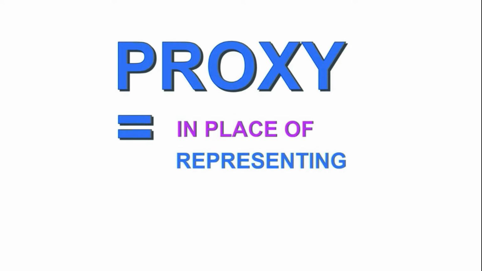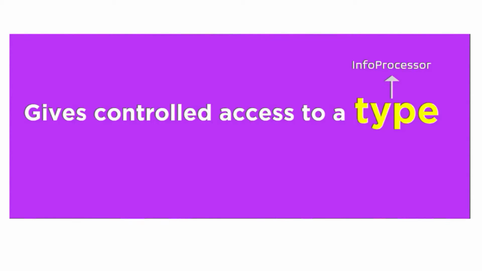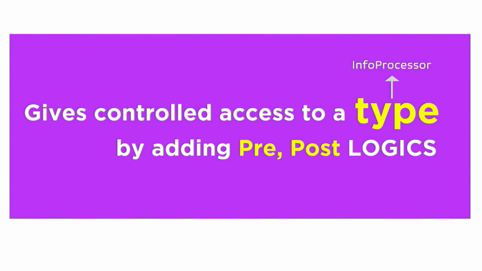The literal meaning of proxy is in place of, or representing somebody or something, or on behalf of somebody. So in one sentence, if we define the problem that proxy tries to solve, then hopefully it would be something like this. We have a type, say a class InfoProcessor. Now proxy gives controlled access to this object by adding pre and post logic to the incoming requests or outgoing responses respectively.